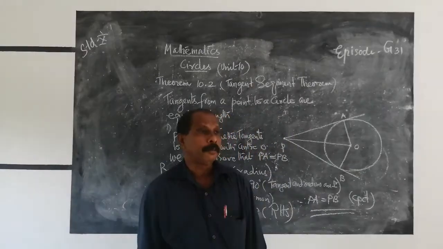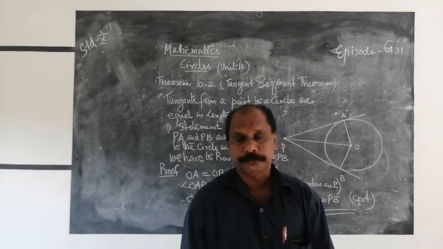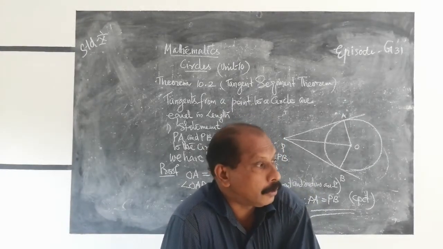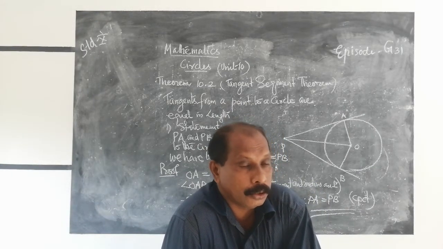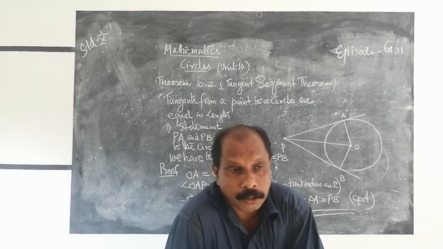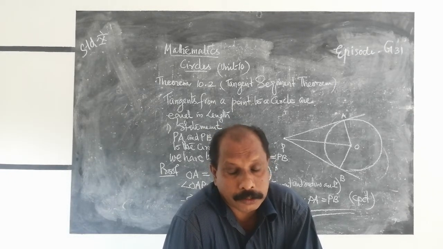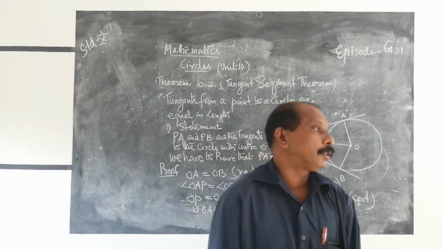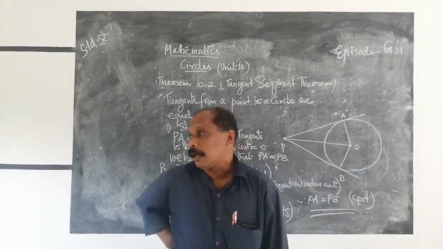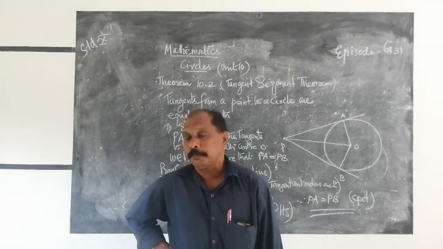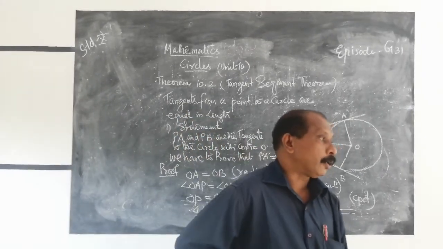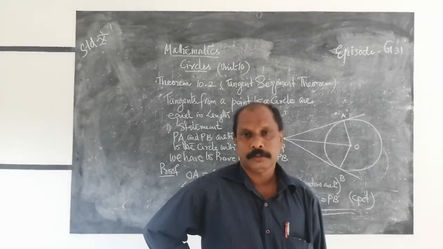We have to prove that PA is equal to PB. Proof. First of all, OA is equal to OB. That means they are the radius segments. They are equal. Angle OAP is equal to angle OBP is equal to 90 degrees because the tangent and the radius segment at the point of contact are perpendicular. OP is equal to OP, that is common.